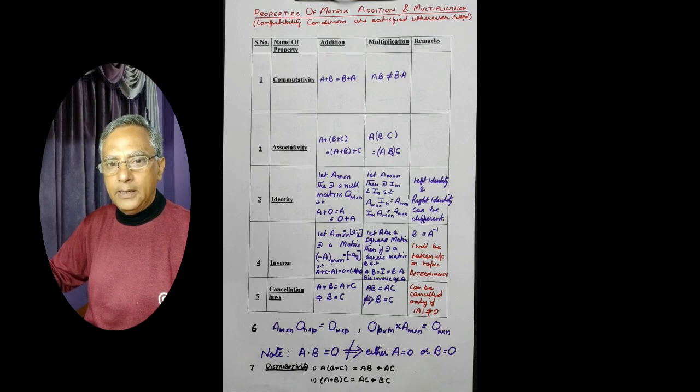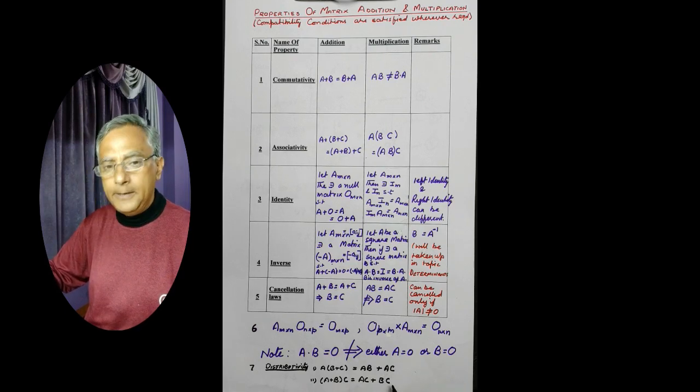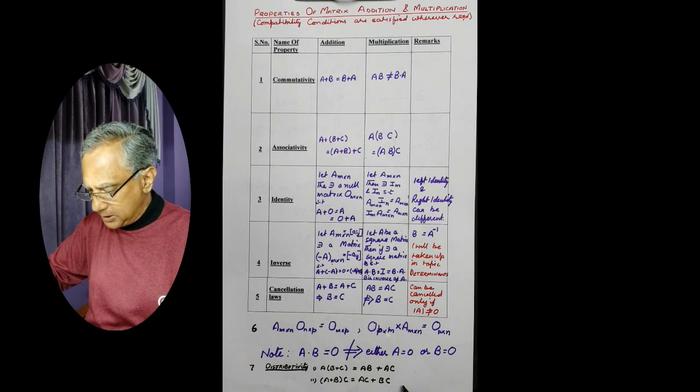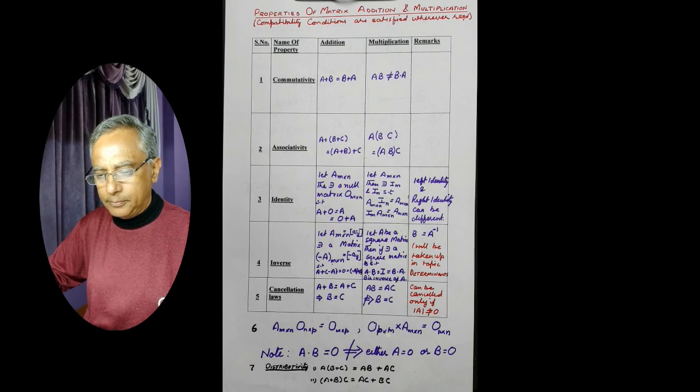The last property I am going to take up is distributivity. The two distributive laws, left distributive law and right distributive law. A into (B plus C) is AB plus AC, and (A plus B) into C is AC plus BC, and these two laws hold only when both these sides exist. That is, the matrices involved are compatible. With this, I end this discussion on properties of matrices.